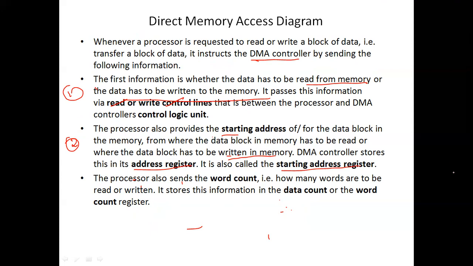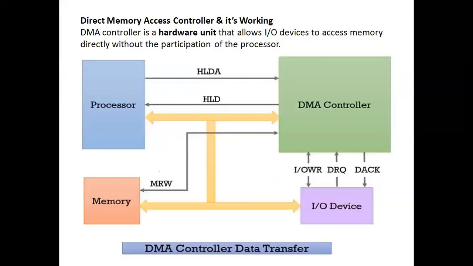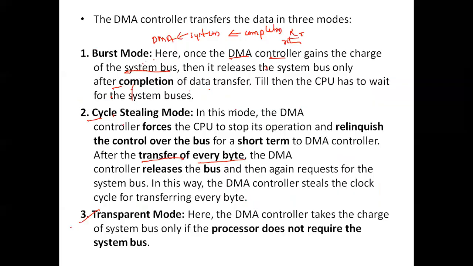And next, the third information the processor sends is the word count, that is how many words we have to transfer. It stores that information in the data count or word count register. This is how we have the DMA block diagram. This is the DMA block diagram, and this is the DMA controller block diagram and its working.